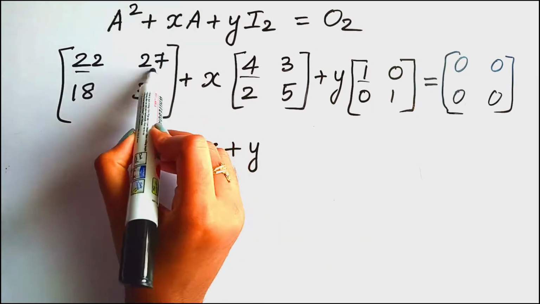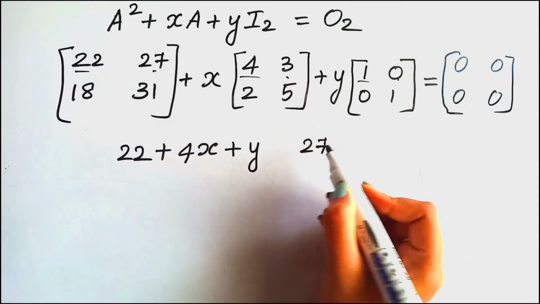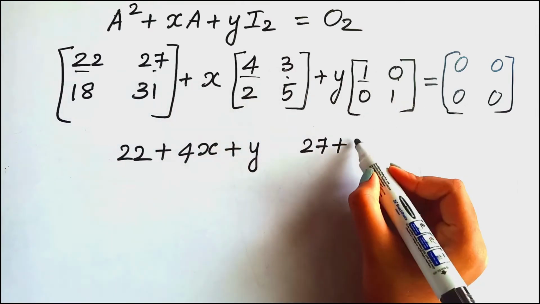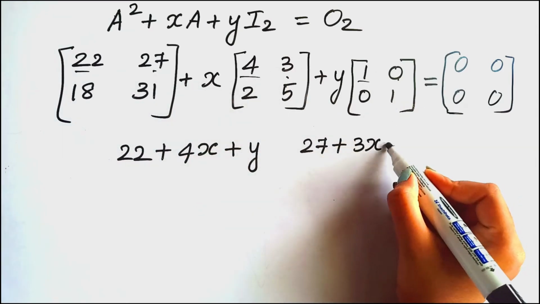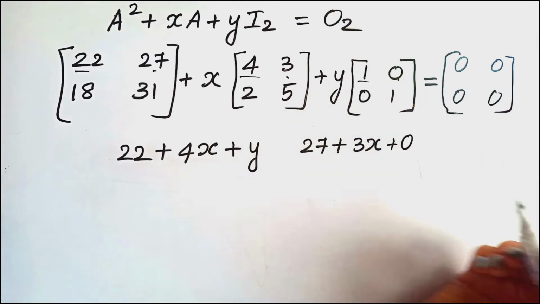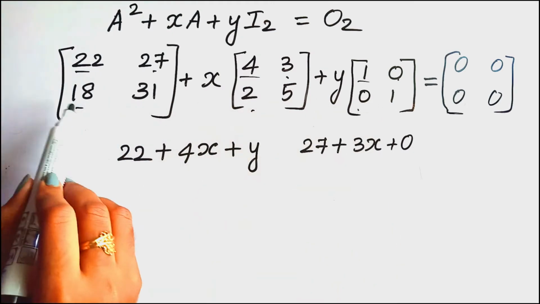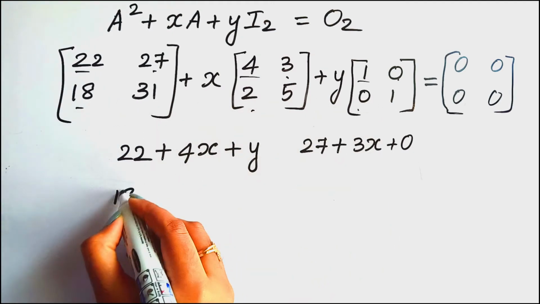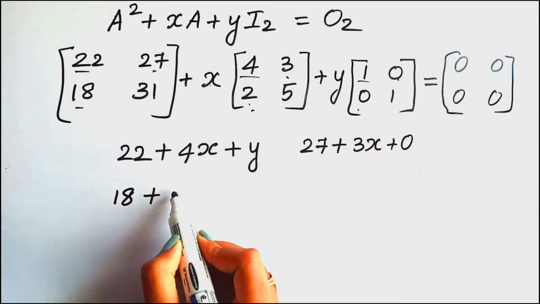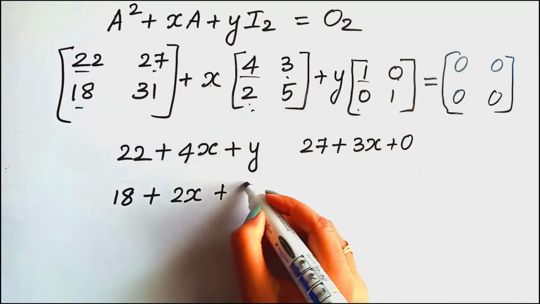Now for the first row and the second element, first it's 27, so 27, and then there is a plus symbol here, so plus, here x into 3 will get 3x, and then plus y into 0, you'll get an answer 0 here. Okay, and now here the second row and the first element. So first there is an 18 here, so 18, and here there's a plus, so plus, and here x into 2 will get 2x, plus y into 0 will get an answer 0.